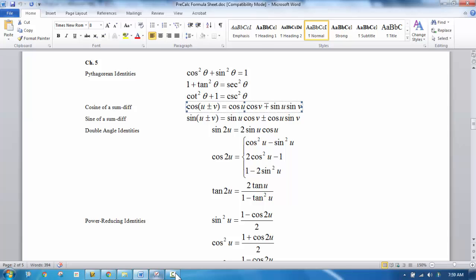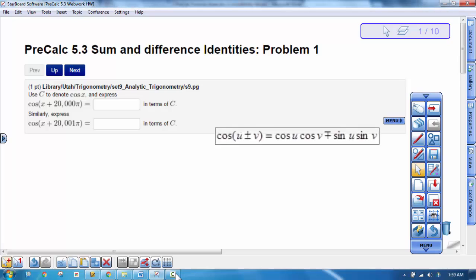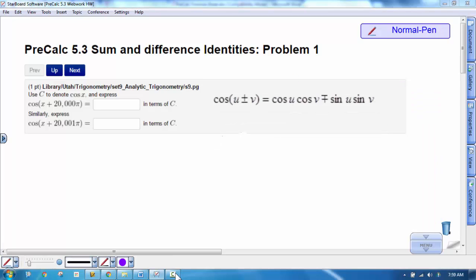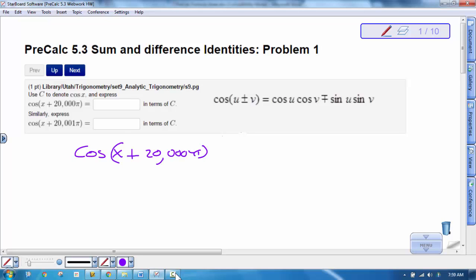So we have a cosine in this case, so we're going to use that formula. I'll show you how to use it. Pretty easy, you're just going to plug and chug basically. So for the first one, we have cosine of x plus 20,000 pi. So I'm going to call this u, I'm going to call this v to follow the formula. I have a plus, so I'm sticking to the top row here, so I'm going to use a minus sign right here. And I just fill out the formula. So it's cosine of u, which is x, cosine of v, which is 20,000 pi. And then I've got to stick to the top because I'm using the top signs, so it's minus sine of x, sine of 20,000 pi.